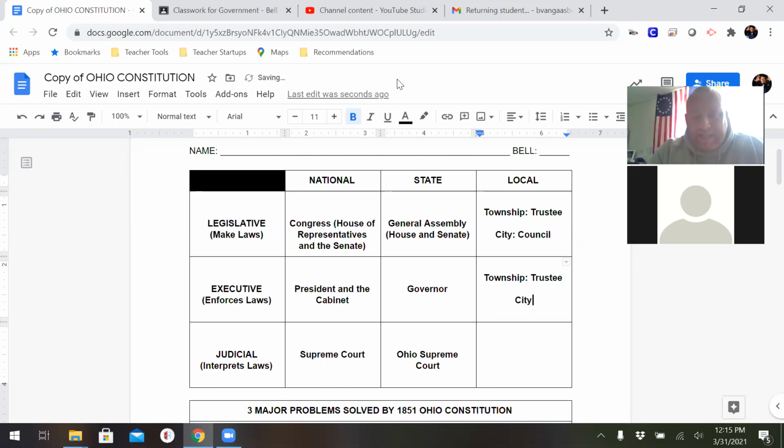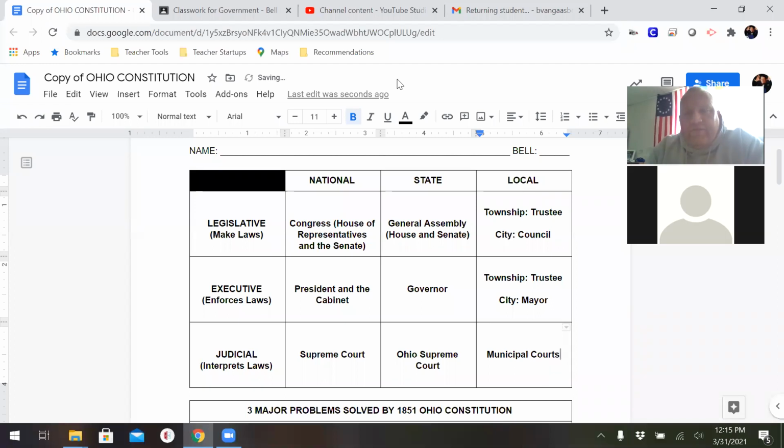Now, if we were in a city, you would have a mayor. Cincinnati has Mayor John Cranley. John Cranley is the one that makes those choices, that carries out those laws at the city level or the local level. When it comes to the judicial branch, we have what are known as municipal courts.